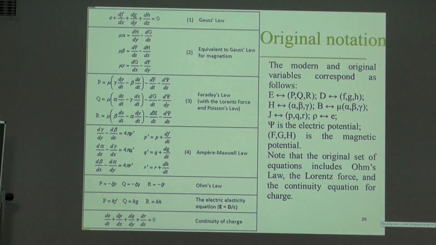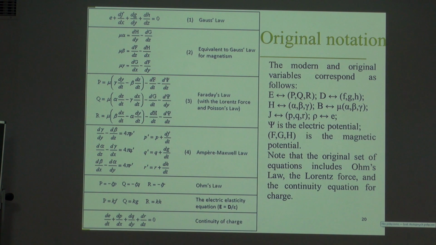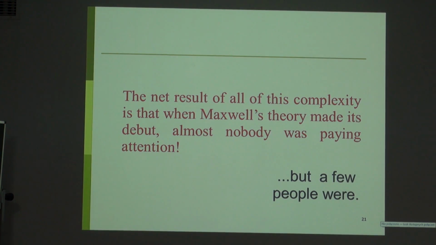Okay. So, on this slide you can see Maxwell's 20 equations in their first form, and you can see that one more flaw of this theory is that it was very complicated. Not only for university students of the time and future physicists, but also for contemporaries. The net result of all this complexity is that when Maxwell's theory made its debut, almost nobody was paying attention. But a few people were.